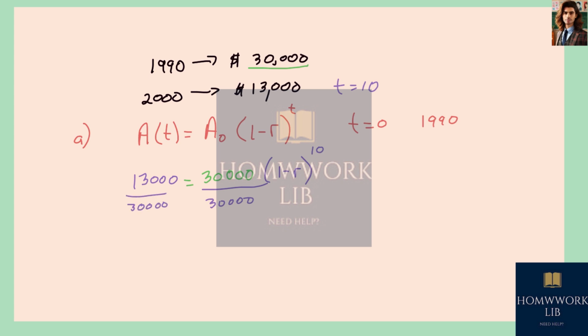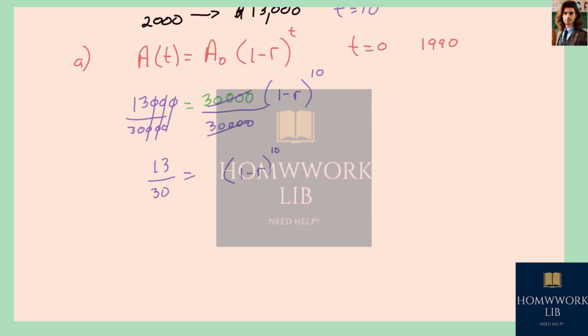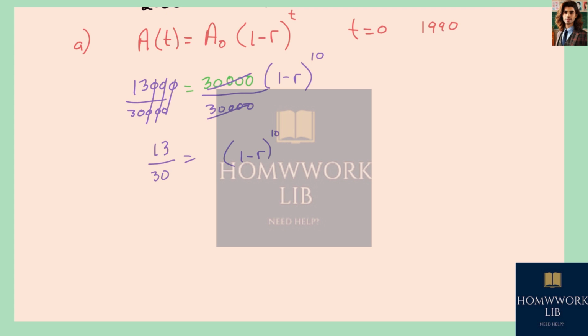I'm not going to put this into my calculator quite yet, but I know those three zeros at the end will cancel. So we have 13 over 30 equal to 1 minus r all raised to the 10th power. Now the opposite of raising something to the 10th power is to take the 10th root. So we're going to take the 10th root of both sides of our equation. We'll have the 10th root of 13 over 30 equal to, well, the 10th root of something raised to the 10th power cancels out, which leaves us with 1 minus r.